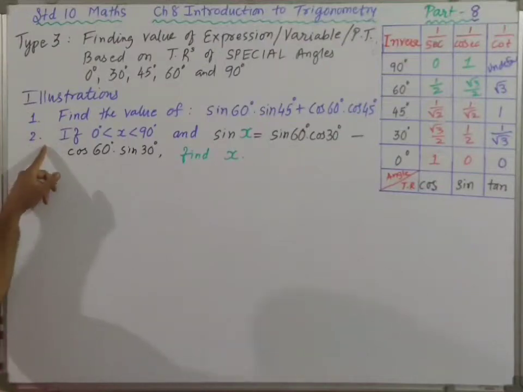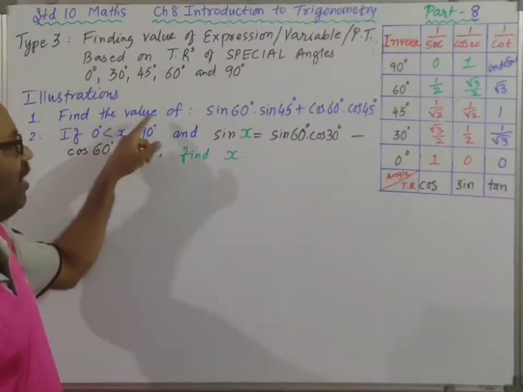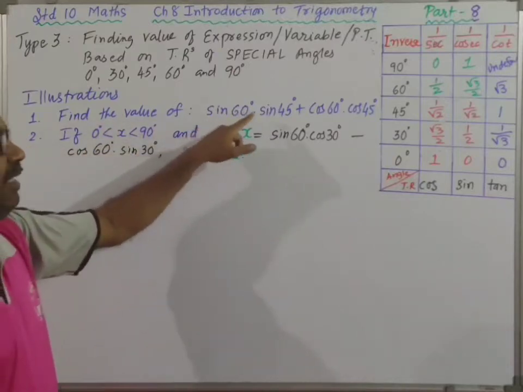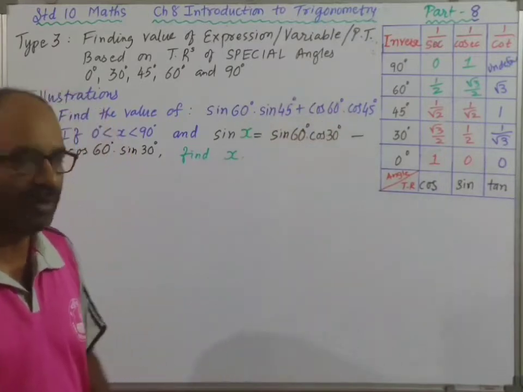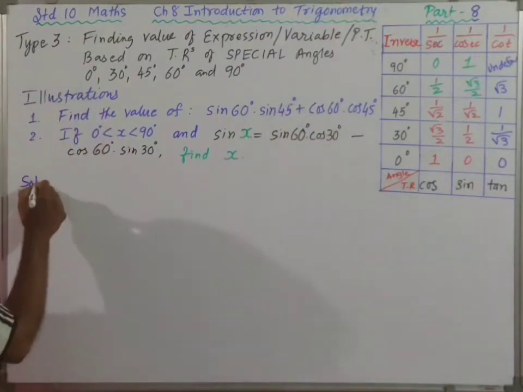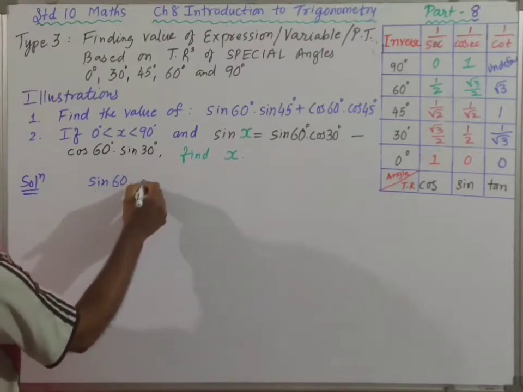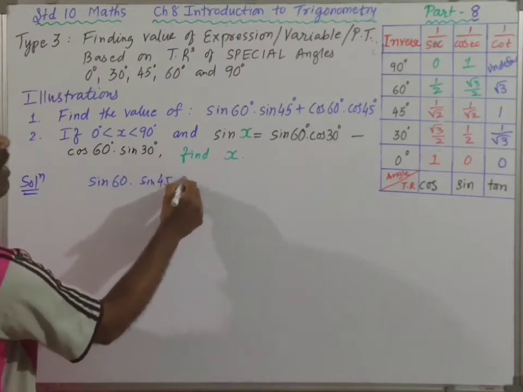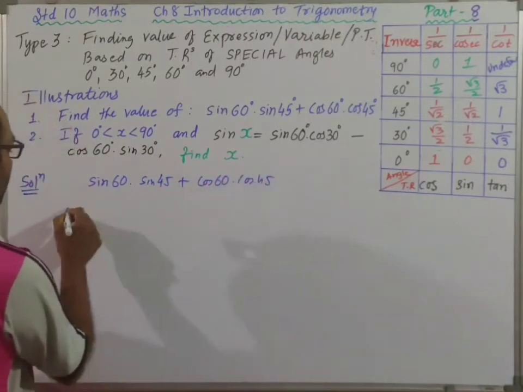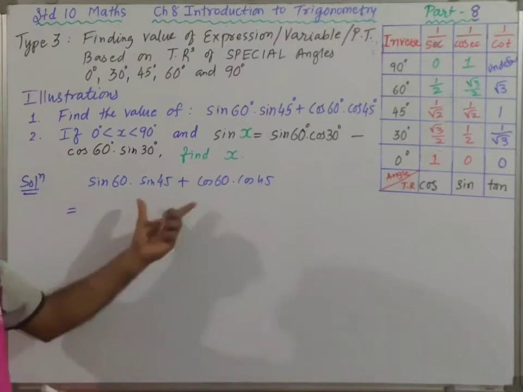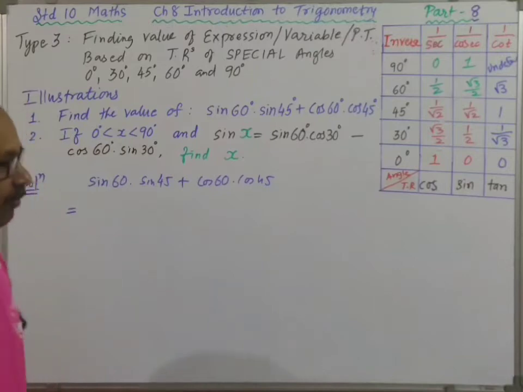Number 1, these illustrations are not from the textbook. Find the value of sine 60 into sine 45 plus cos 60 into cos 45. Let's see the solution of the first one. Sine 60 into sine 45 degree plus cos 60 into cos 45 degree is equal to, this is not an equation, so equal to, and no therefore here.